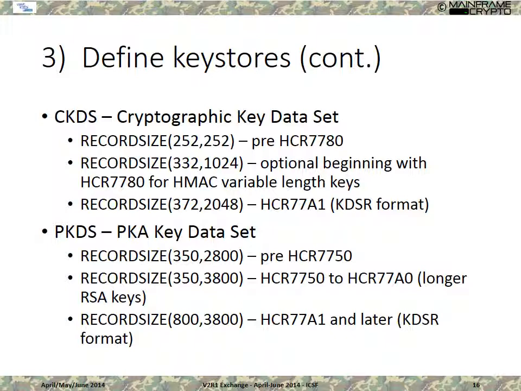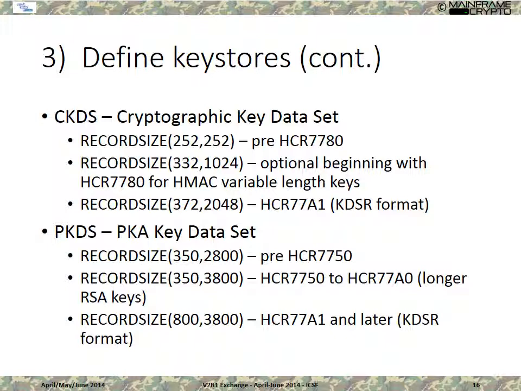Similarly, the PKDS prior to HCR 7750, we supported 512 and 1024 byte RSA keys. But with HCR 7750, we introduced support for 4096-bit RSA keys. We had to increase the size of the PKDS to handle those larger variable length keys. So it went to 350 by 3800.